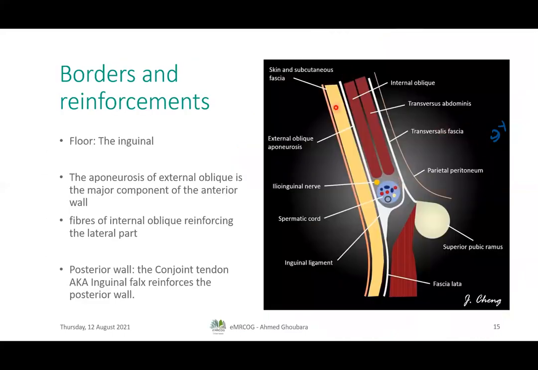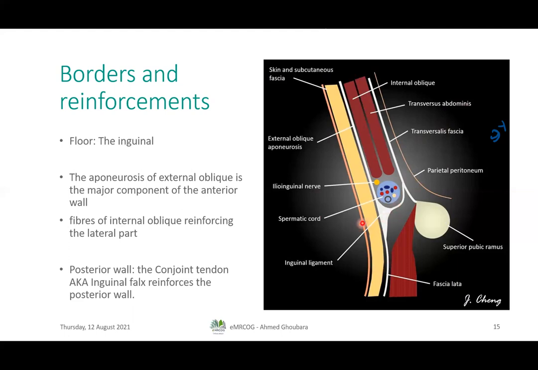Yes, clear. This is a very nice diagram, by the way. This one is much better than the previous one because if you learn this one, you will answer the question in the exam. This is a cross section in the inguinal canal, as you can see. This is anterior, this is posterior. From the inner side to the outside, you have the peritoneum, the transversalis fascia and also the muscles, and we have the external oblique muscle, and the wall of the abdomen.